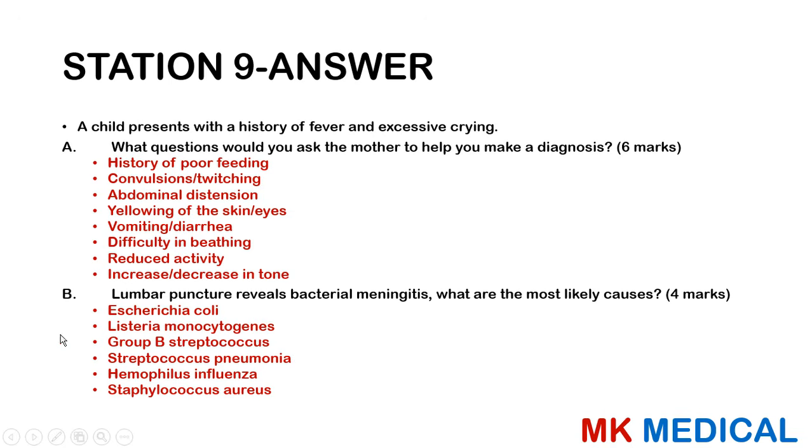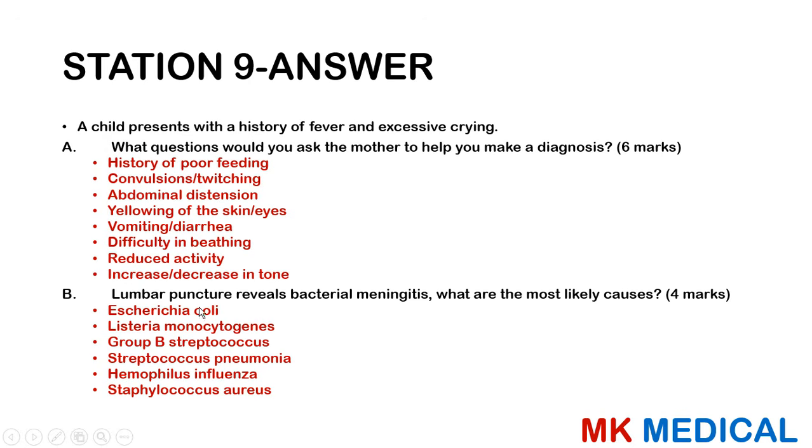So you want to ask if there is a history of poor feeding. You'd want to ask if there is a history of convulsions or twitching. Most likely in children they're very, very subtle, especially in the neonates. It could be lip smacking, bicycling, or boxing. Is there any abdominal distension? Is there any yellowing of the skin or the eyes? Is there any vomiting or diarrhea? Is there any difficulty in breathing? Is there any reduced activity? Is there any increase or decrease in the tone?